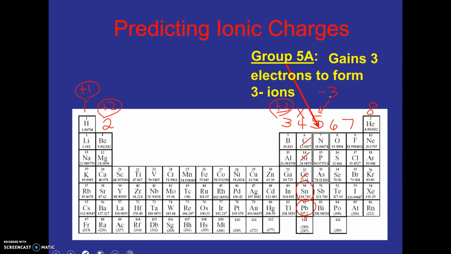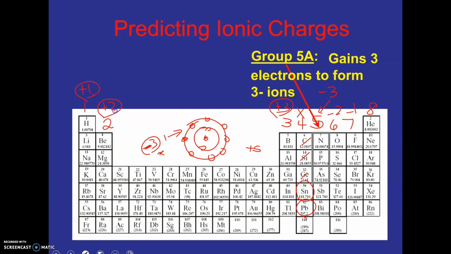Why? Because it wants 8, right? Remember? So if it's got 5 in its outer shell, 1, 2, 3, 4, 5, its options are either to lose 5 and get a +5, or gain 3 and get a -3 charge, and that's going to give it 8. So the easier thing is going to be to gain 3. Remember, negative charge because it has 3 extra electrons, which are negative. So -3, -2, -1.